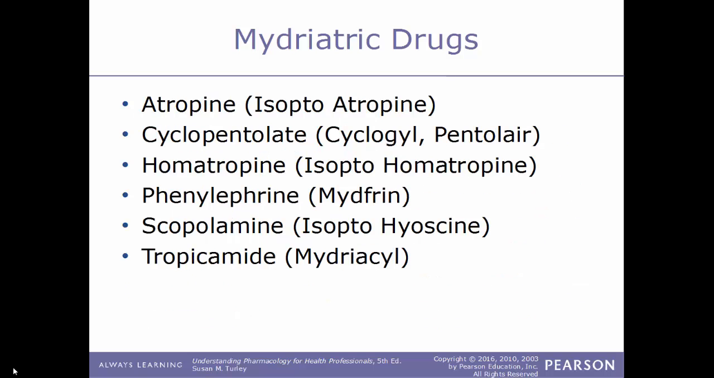Here's some examples of mydriatic drugs. Atropine, also known as Isopto Atropine. Cyclopentolate, also known as Pentolair or Cyclogyl. Homatropine, also known by the trade name Isopto Homatropine. Phenylephrine, also known as Mydfrin. Scopolamine, also known as Isopto Hyoscine. And also tropicamide, also known as Mydriacyl.